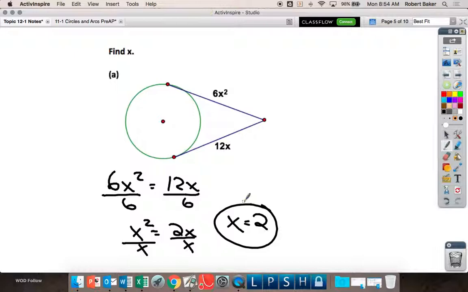Now we can check it, make sure it works. 2 squared is 4, and 6 times 4 is 24. If x is 2, 12 times 2 is 24. So both blue segments are 24 units away from the side of the circle.